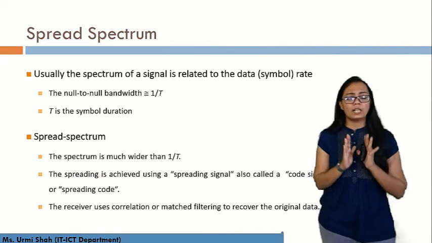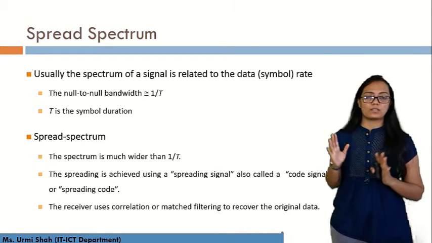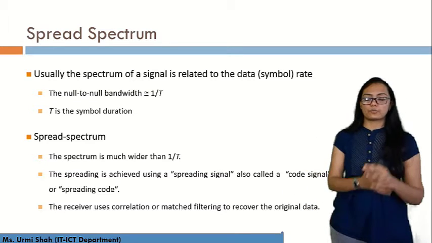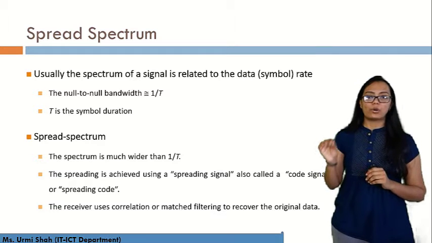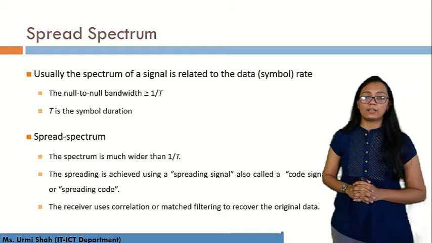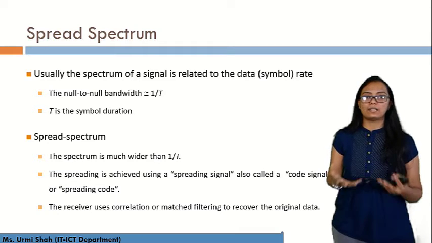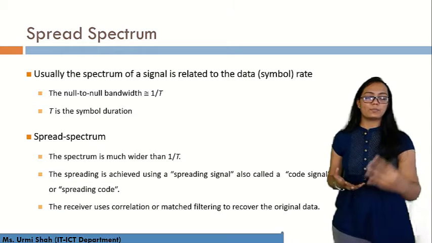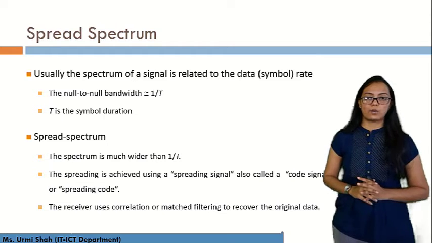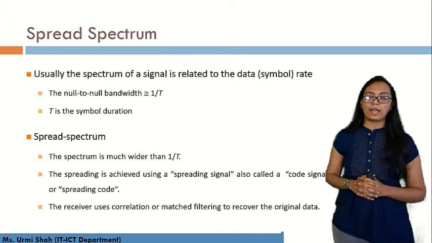Now let's understand the word spread spectrum. In 2 to 3 sessions I have been repeatedly telling you what spread spectrum is, and these are the different kinds of spread spectrum. But what does spread spectrum actually mean and why are we doing it? Usually the spectrum of a signal is related to the data rate. Data rate is your symbol rate: how many symbols or data bits can be transmitted in a single interval. The null to null bandwidth can be represented as 1/T.